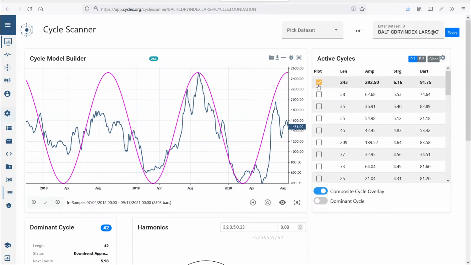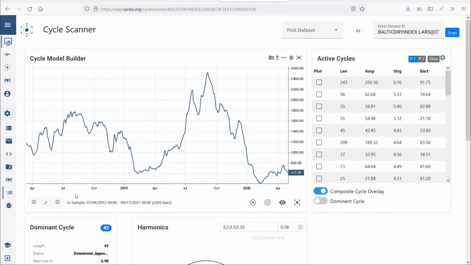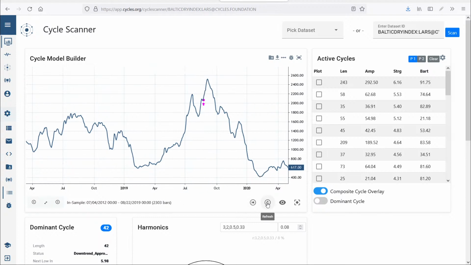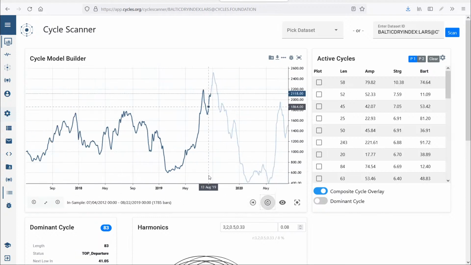So let's take it out. So here, let's go to a situation before the pandemic, somewhere here in August, September 2019.